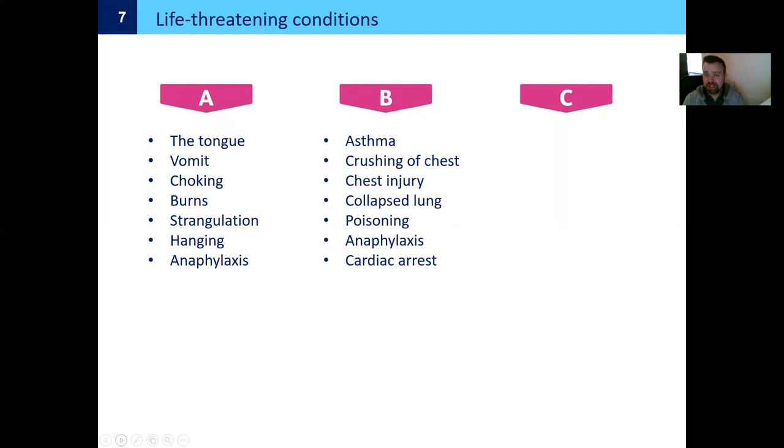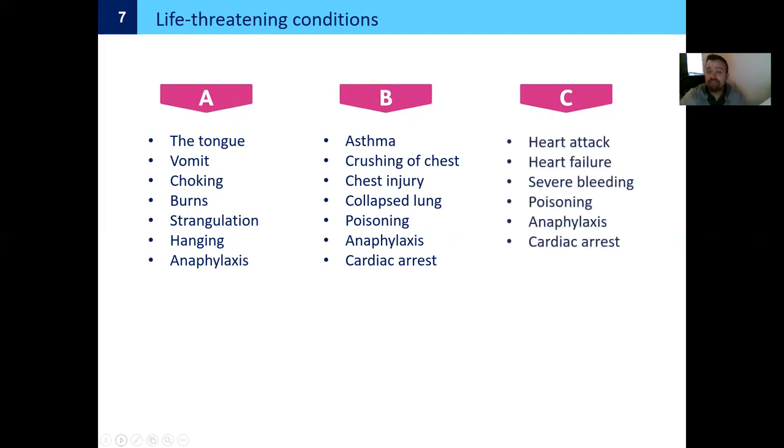Under B for breathing, we're going to check those respiratory conditions. And again, that's another thing that we're going to be doing today. We're going to be looking at respiratory conditions: asthma, crush injuries to the chest, infection such as pneumonia, things like COPD, collapsed lungs, poisoning, asphyxiation or aspiration, and then cardiac arrest. And then finally, we're going to move on to C.